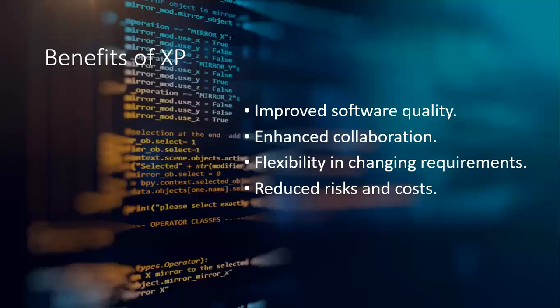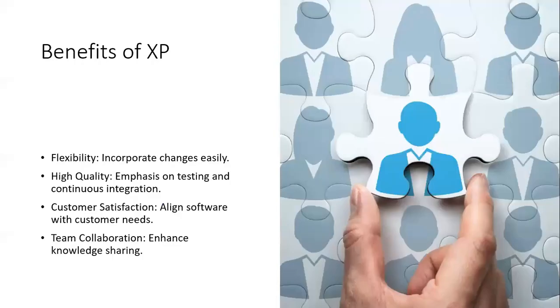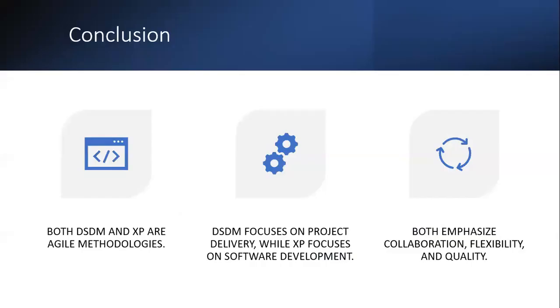Benefits one more time. We have flexibility in changing requirements. We have reduced risk and cost, enhanced collaboration, and improved software quality. So, my friends, in conclusion, we have taken a look at various pieces of the puzzle of DSDM and XP. They are both agile frameworks, methodologies, if you will. DSDM focuses on project delivery, while XP focuses on software development. Both emphasize collaboration, flexibility, and quality.